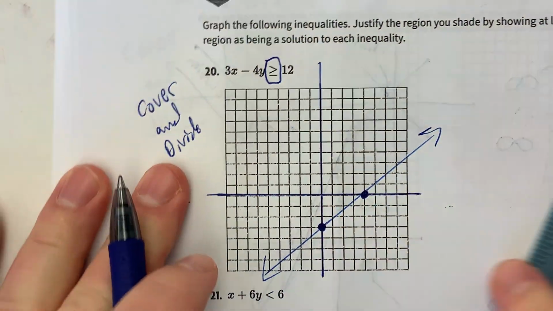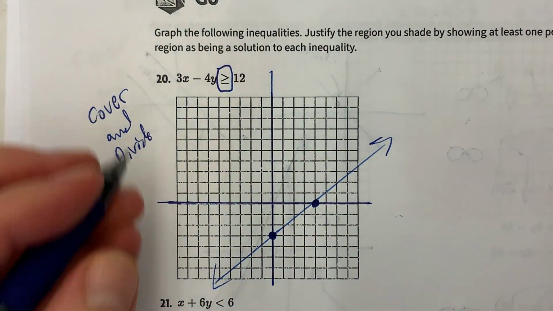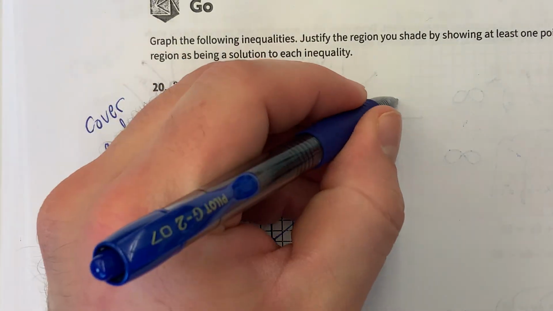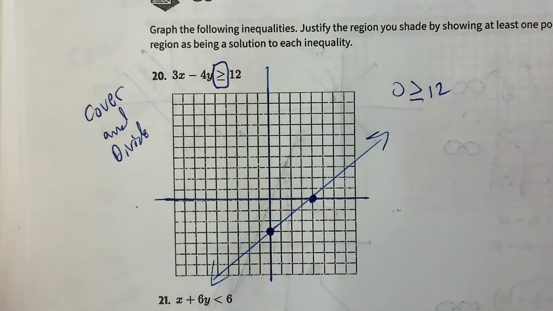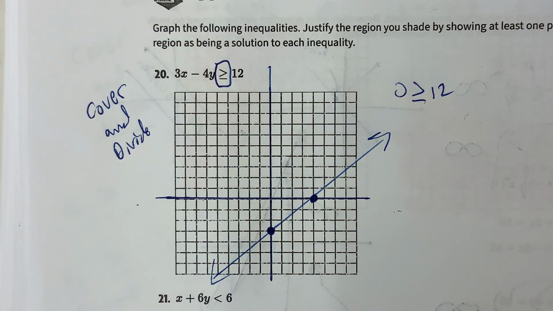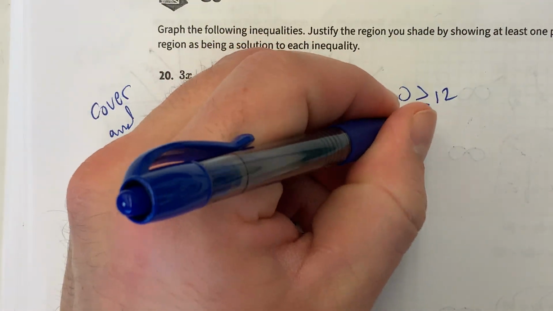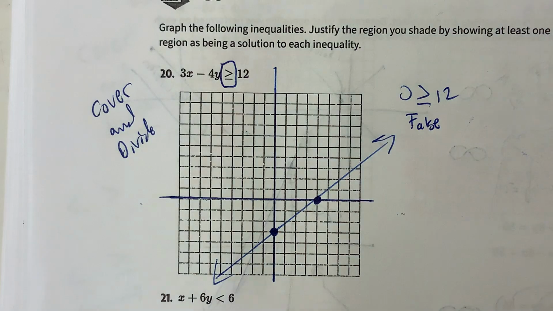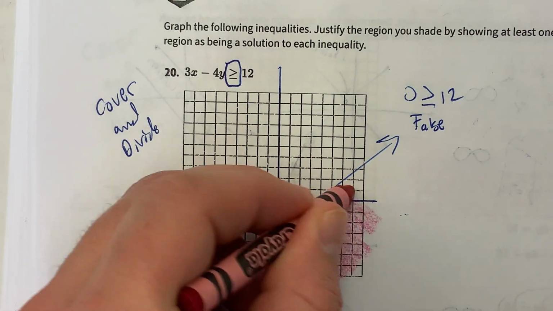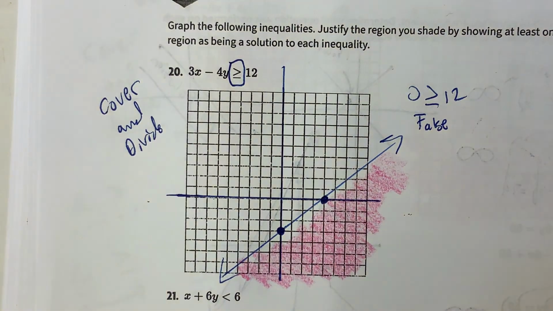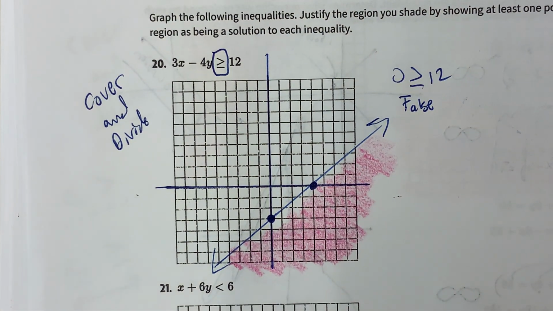Graph that, and now it's time to see where to shade. Plug in 0, 0. So 0 is greater than or equal to 12. Is 0 bigger than 12? It's not bigger than 12. So that's false. And we're shading away from the origin. See if you did that right. One more of those.